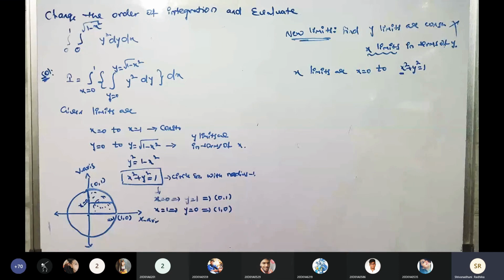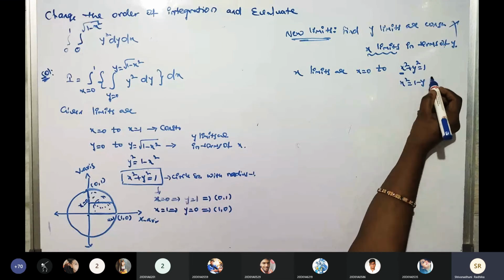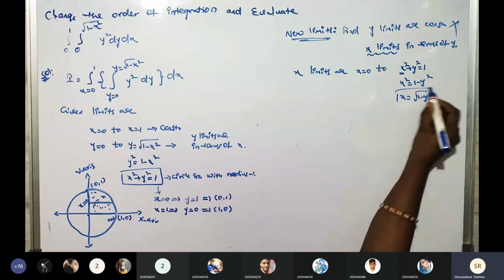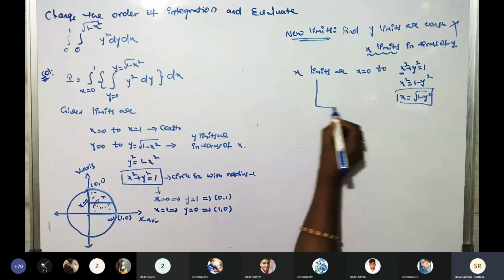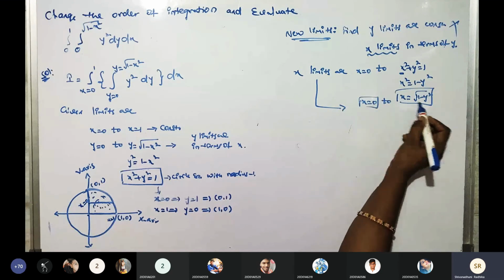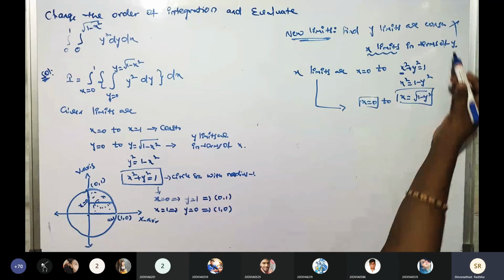But we are going to take it outside x. Here x square equals 1 minus y square, then x equals under root of 1 minus y square. Is it clear? Now what about the x limits? x equals 0 to x equals under root of 1 minus y square. Clear? In terms of y we are getting.